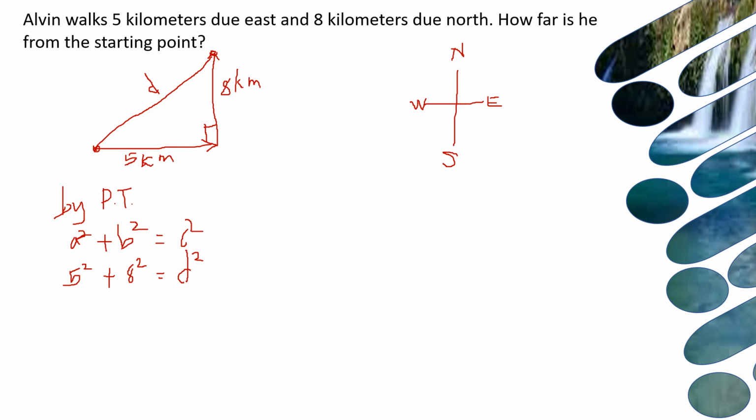Now, 5 squared is 5 times 5, which is equal to 25, plus 8 squared is 8 times 8, which is 64, equals D squared. But 25 plus 64 can be simplified as 89, equals D squared.